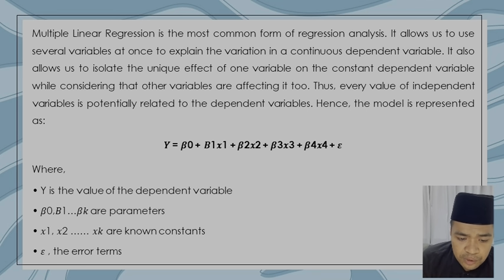Prediction modeling refers to the process of using statistical techniques and data analysis to make predictions about future outcomes or events in a business context. It involves building mathematical models based on historical data, forecasting future trends, identifying potential risks, and guiding decision making. It allows us to use several variables at once to explain the variation in a continuous dependent variable.